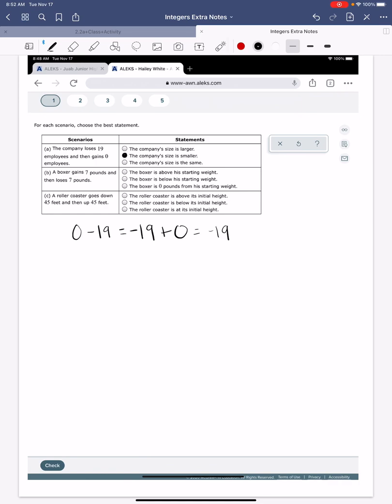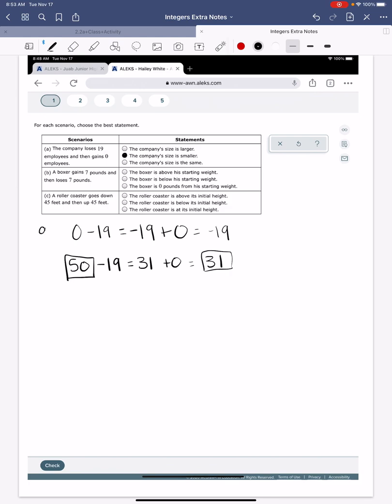And you could have chosen any number to start with. We could have started with 50. Then they lose 19, which would have put them at 31. Then they add 0, and now they're at 31. Is 31 more than, less than, or equal to 50? It's smaller, so the company size is smaller.